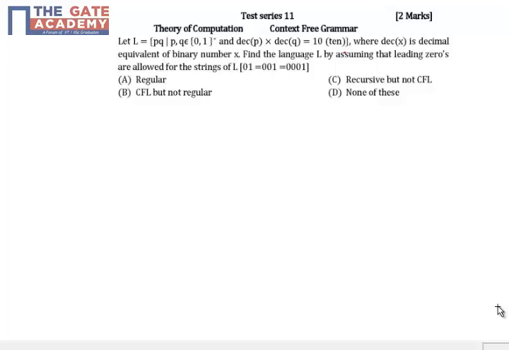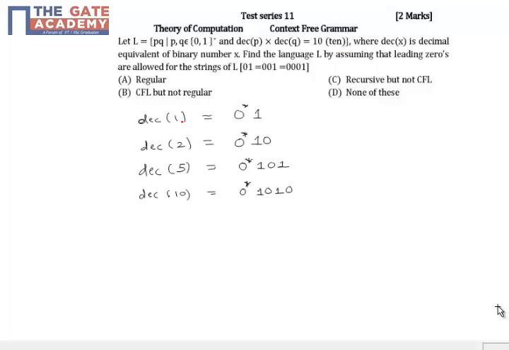We have the decimal 1, which can be represented as any number of zeros followed by 1. Here we have any number of zeros because leading zeros are allowed in the strings of L. Similarly, decimal 2 can be represented as any number of zeros followed by 10. Decimal 5 can be represented as any number of zeros followed by 101 and decimal 10 can be represented as any number of zeros followed by 1010.